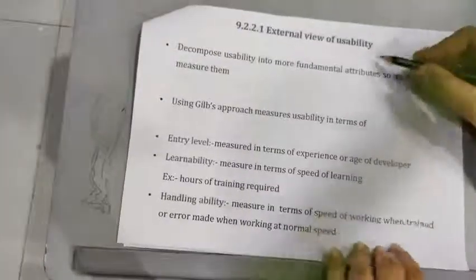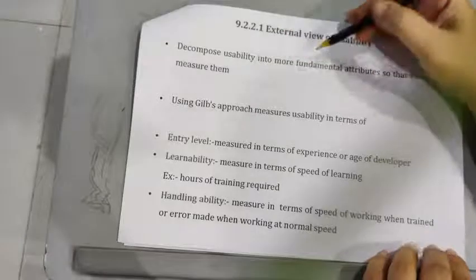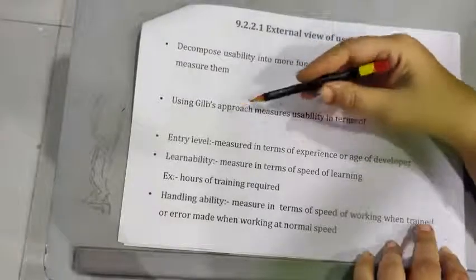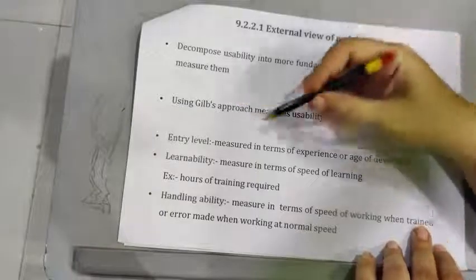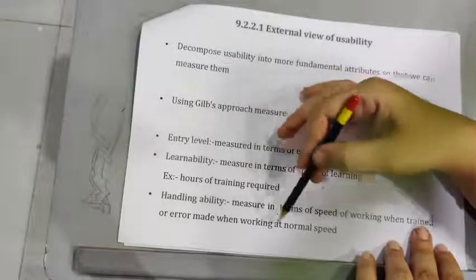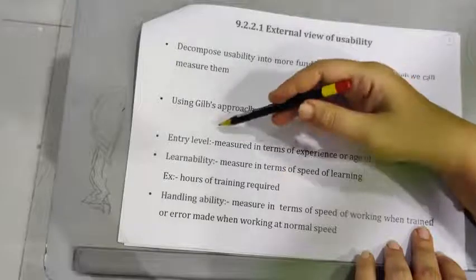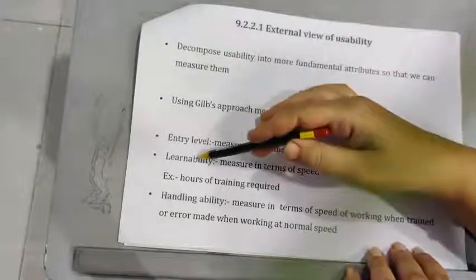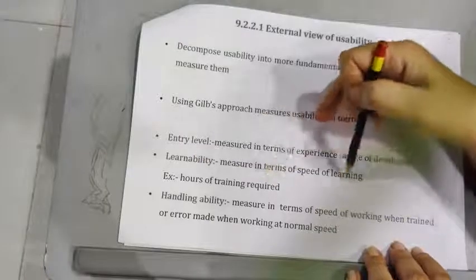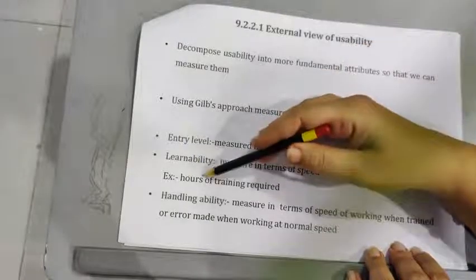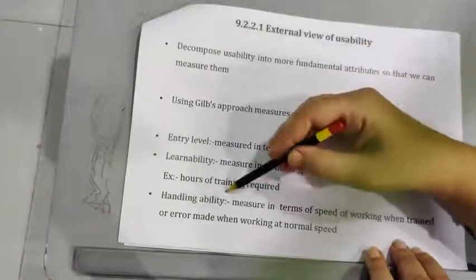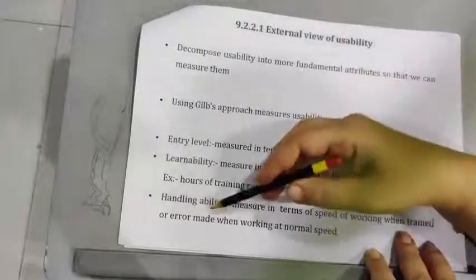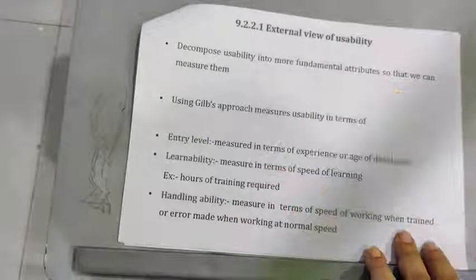Now the external view of usability: decompose usability into more fundamental attributes so that we can measure them. Most approaches measure usability in terms of entry level, learnability and handling ability. Entry level is measured in terms of experience or age of the developer. Learnability is measured in terms of speed of learning, for example hours of training required. Handling ability is measured in terms of speed of working when trained, or errors made when working at normal speed.